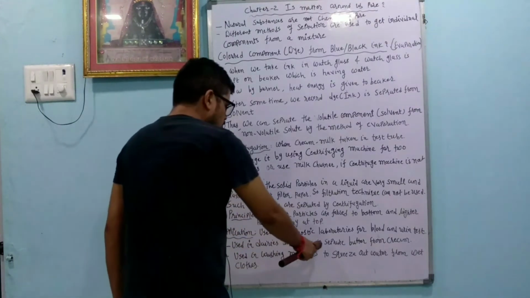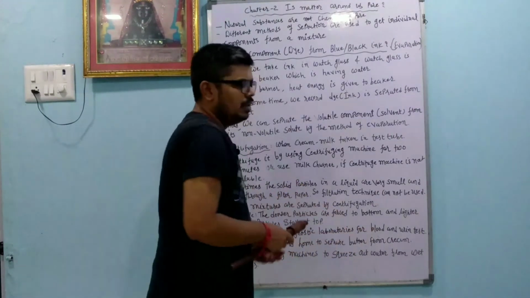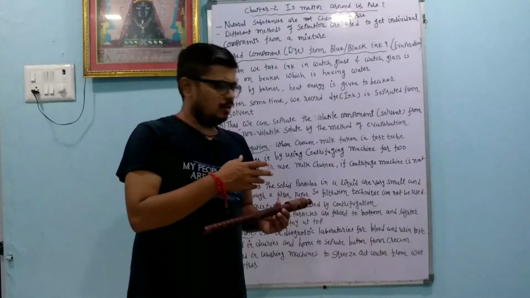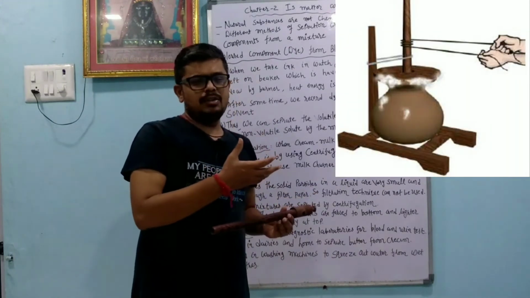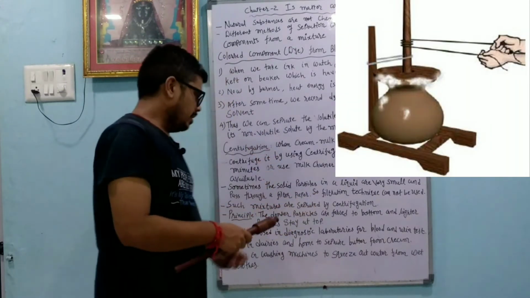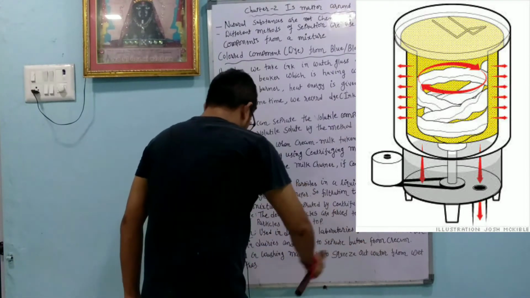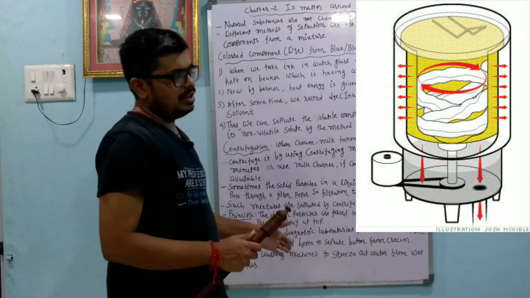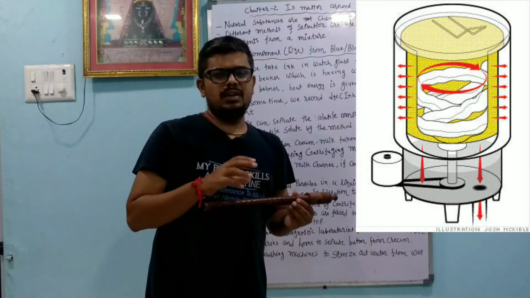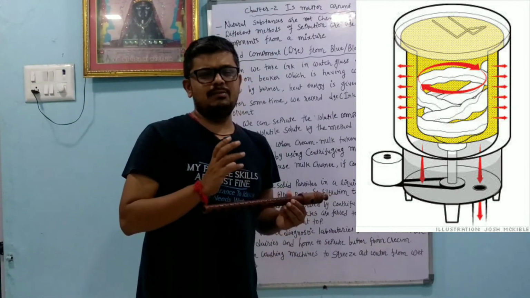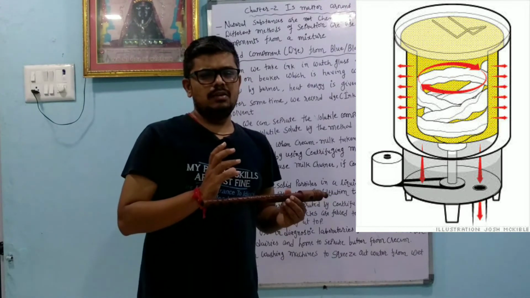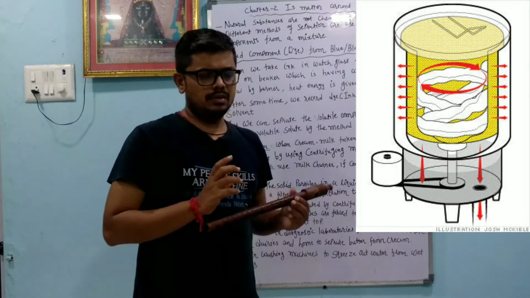Used in dairies and homes to separate the butter from the cream. So from the cream we can also separate the butter by the centrifugation technique. Used in the washing machine to squeeze out the water from wet clothes. So whenever you want to remove the water from wet clothes, at that time also centrifugation techniques are used.